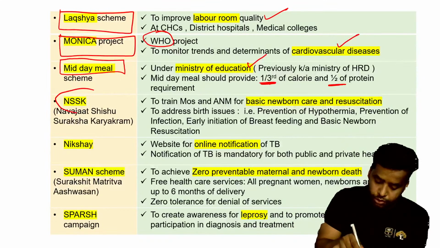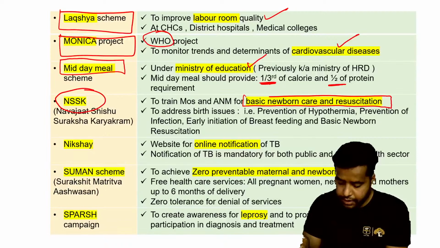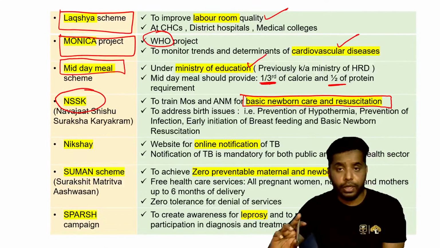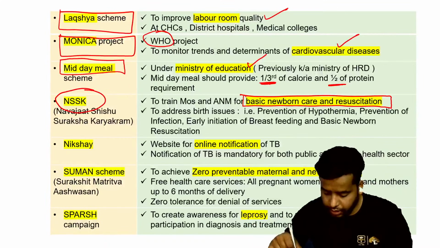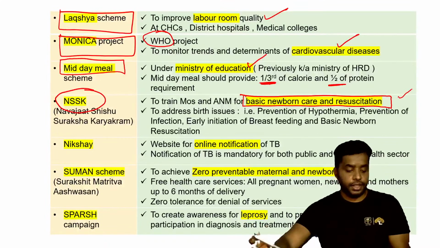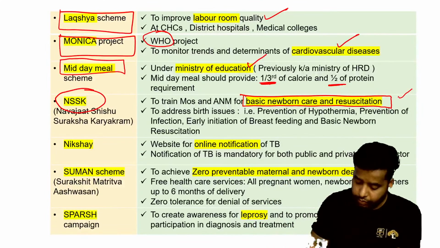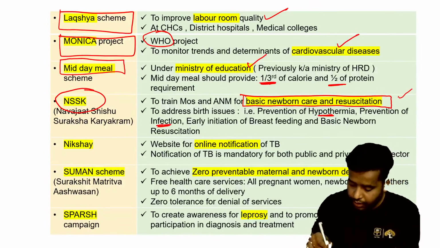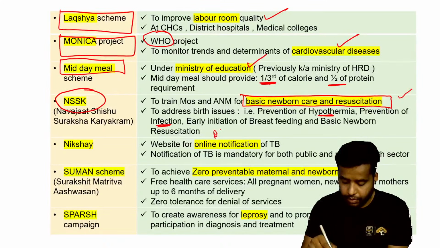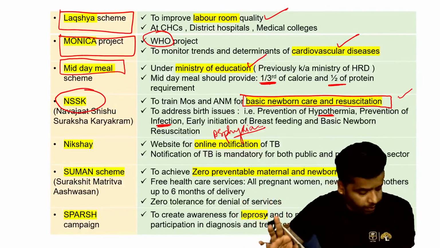Navjat Shishu Suraksha Karyakram is to train doctors for basic newborn care and resuscitation. Don't make mistakes between other programs. Navjat Shishu Suraksha Karyakram is training doctors for basic newborn care and resuscitation to reduce neonatal mortality. So the training is being given for hypothermia, infection, and also asphyxia. That point is missing here, asphyxia. So all these are important under Navjat Shishu Suraksha Karyakram.